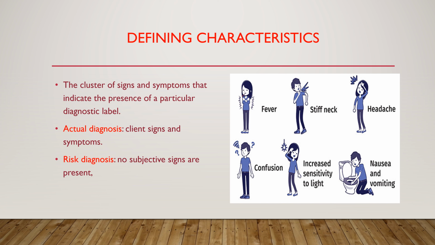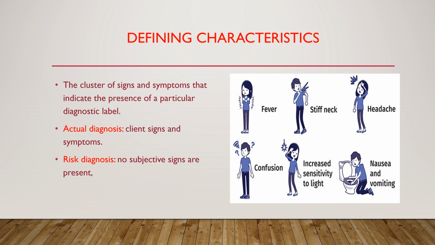The third and the last component of the nursing process is defining characteristics. These may include the signs and symptoms, the cluster of signs and symptoms that indicate the presence of a particular diagnostic label. For example, fever, stiffness, headache, confusion, increased sensitivity to light, nausea, and vomiting.